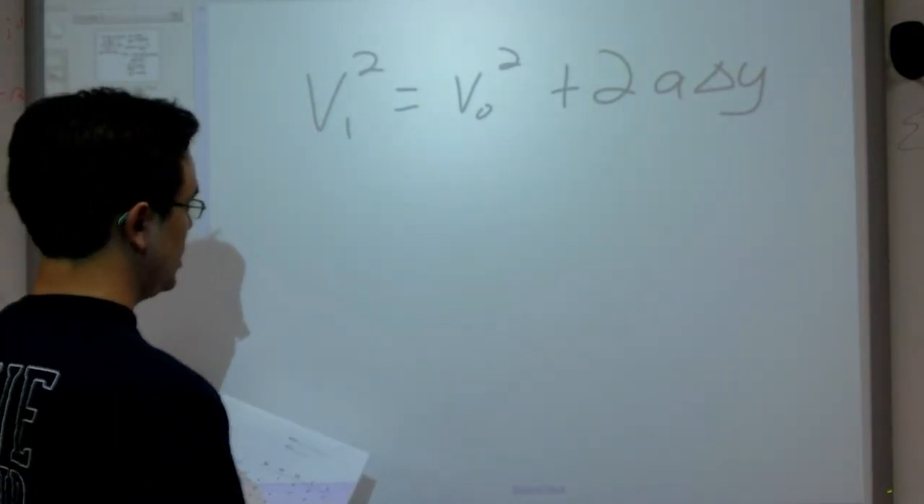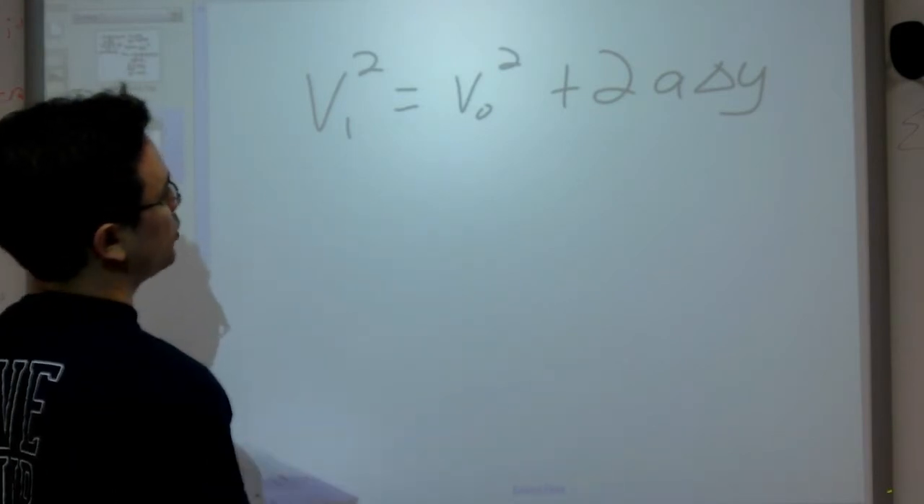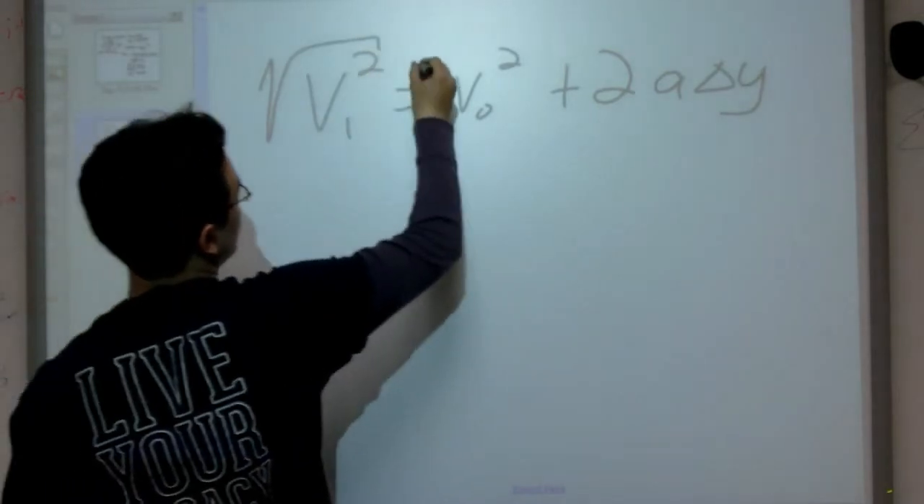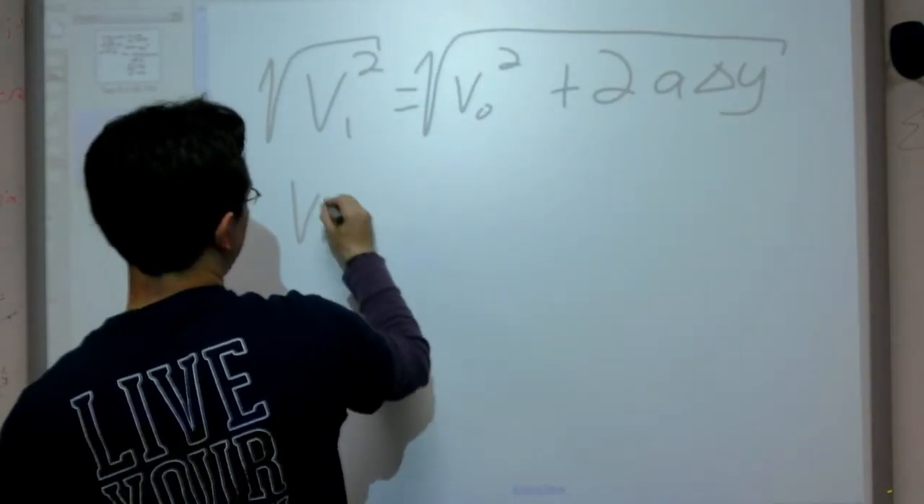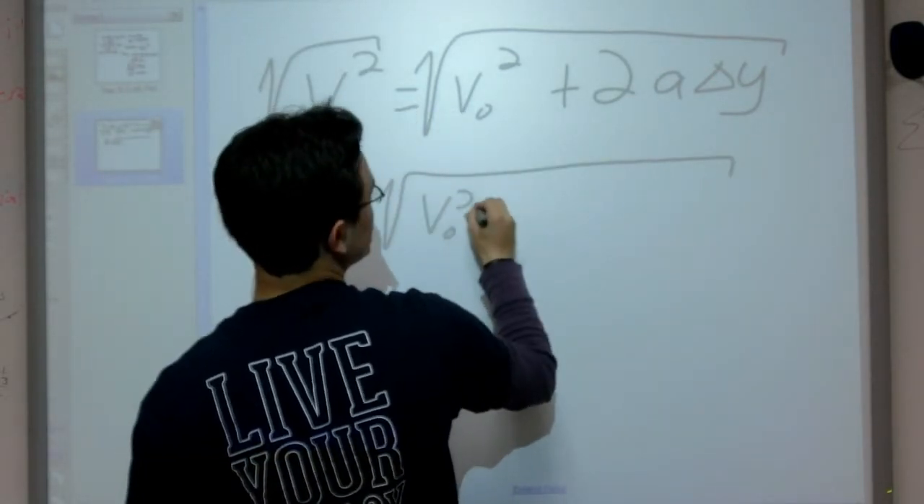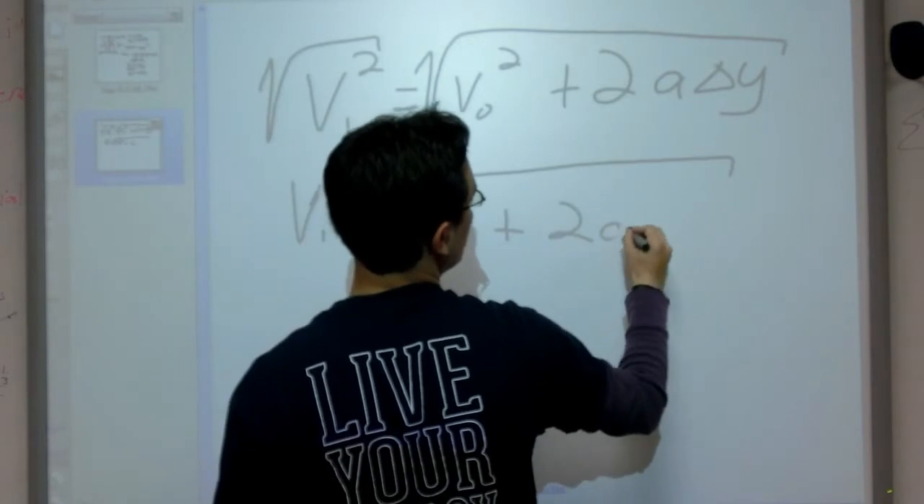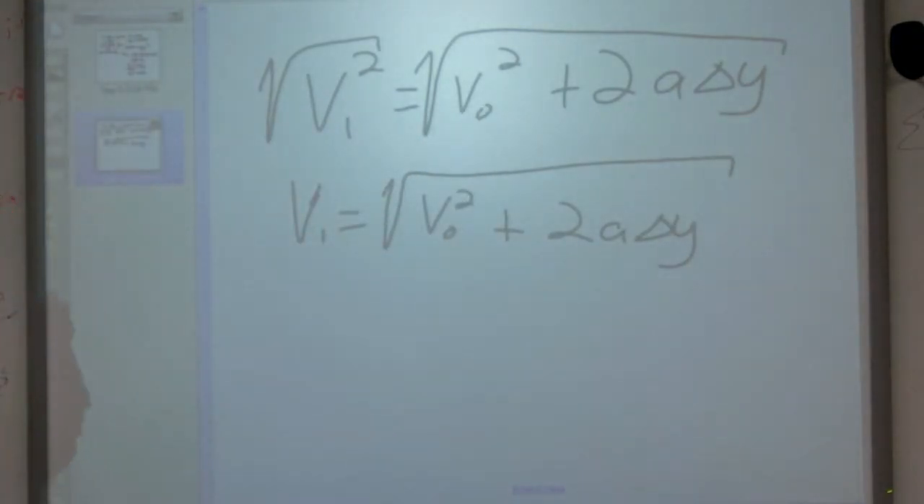Okay. Well, this is pretty good, because we wanted to solve for our final velocity anyway. All we have to do is take the square root of both sides. Pardon me. We'll have our final velocity equals the square root of our initial velocity squared plus 2 times our acceleration times our displacement in the y.